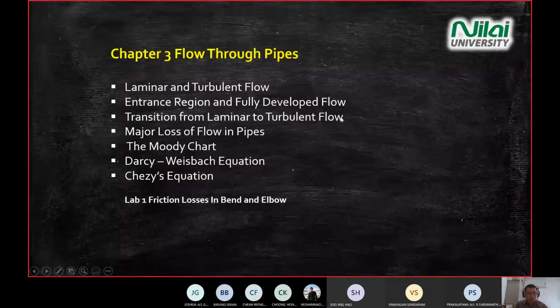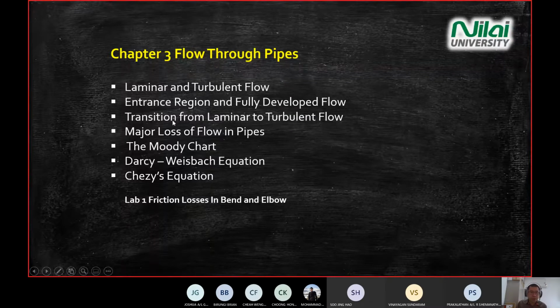Okay, for chapter 3, these are the topics that we need to focus on: laminar and turbulent flow, entrance region, fully developed flow, transition, major loss, Moody chart, Darcy-Weisbach equation, and Chezy equation.